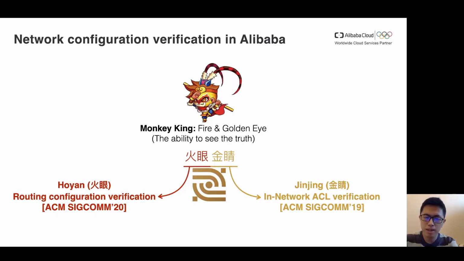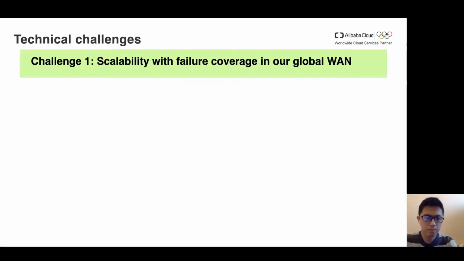This name is from the skill of the Monkey King in ancient Chinese myths, which means the Monkey King can see the truth through his fire and golden eye. In SIGCOMM last year, we presented our ACL verification work, 金睛. Today I'm going to talk about 火眼, the routing configuration verification system.